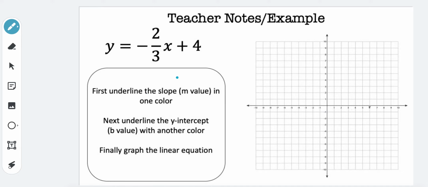color. Right, so in this situation we have a negative slope. It's going to be negative 2/3. So let's underline the negative 2/3.